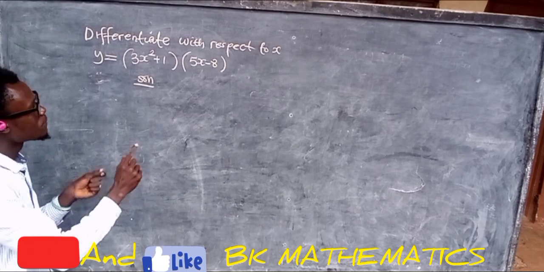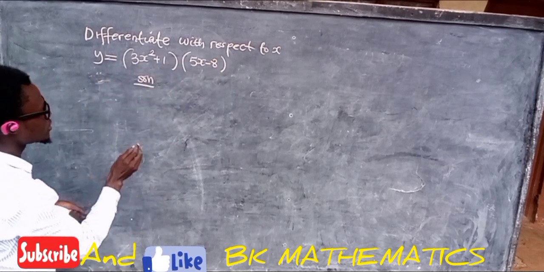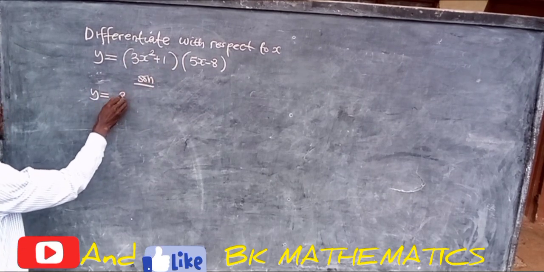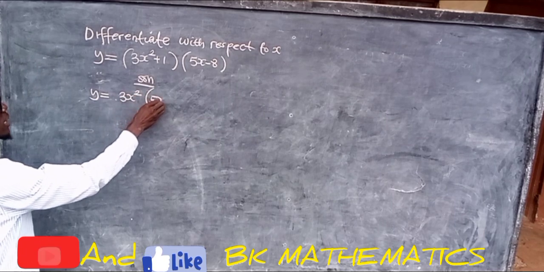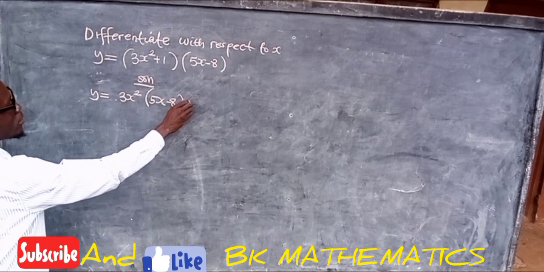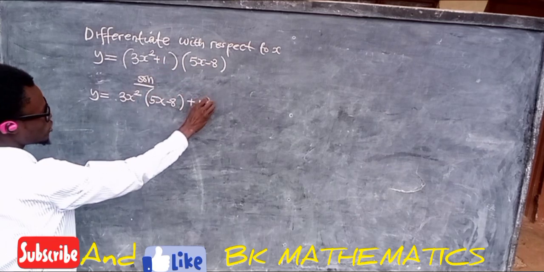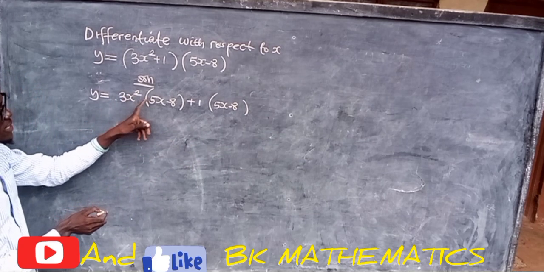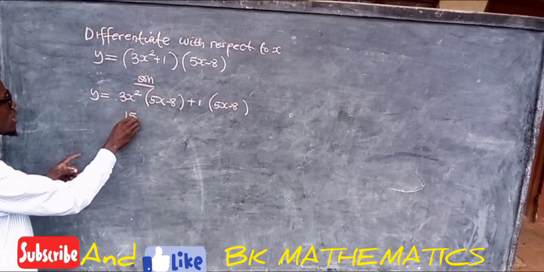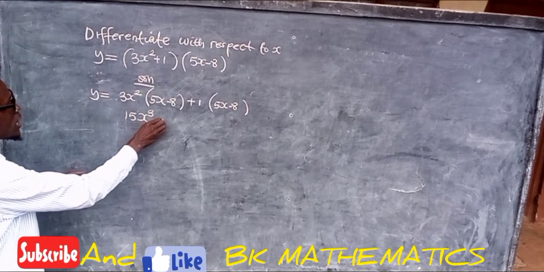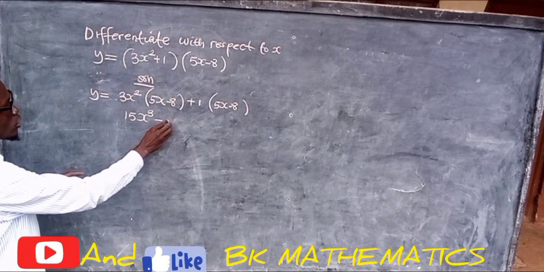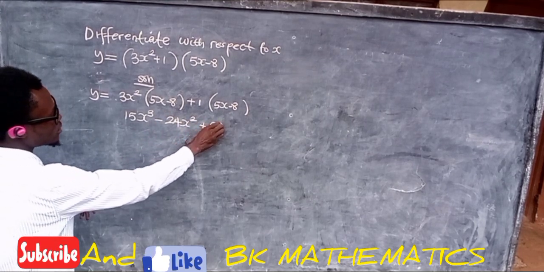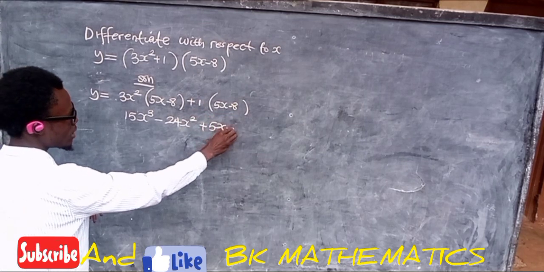The first method is to expand this bracket. Now we have y equal to 3x squared into 5x minus 8, plus 1. This one also is going to multiply the other bracket, 5x minus 8. Now 3x squared times 5x gives 15x cubed, minus 3x squared times 8, which becomes 24x squared, plus 5x, because multiplying 1 by this bracket gives 5x minus 8.